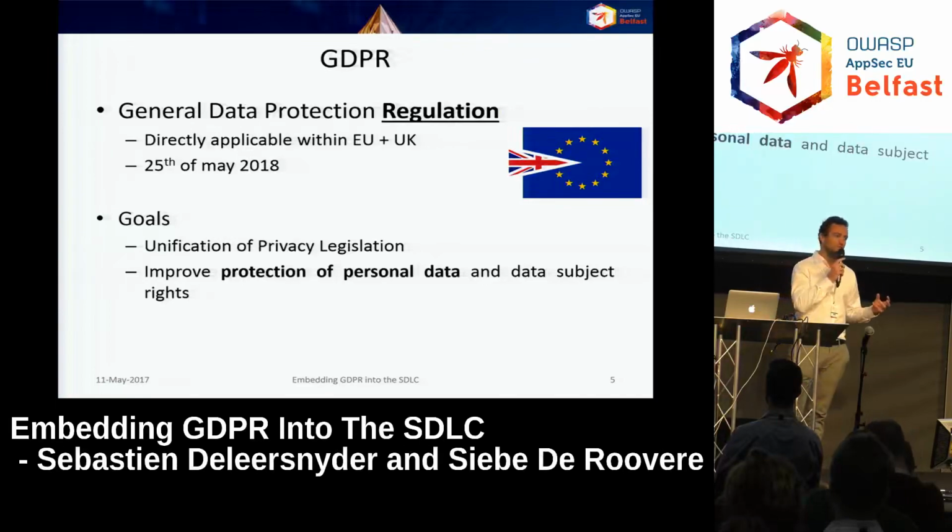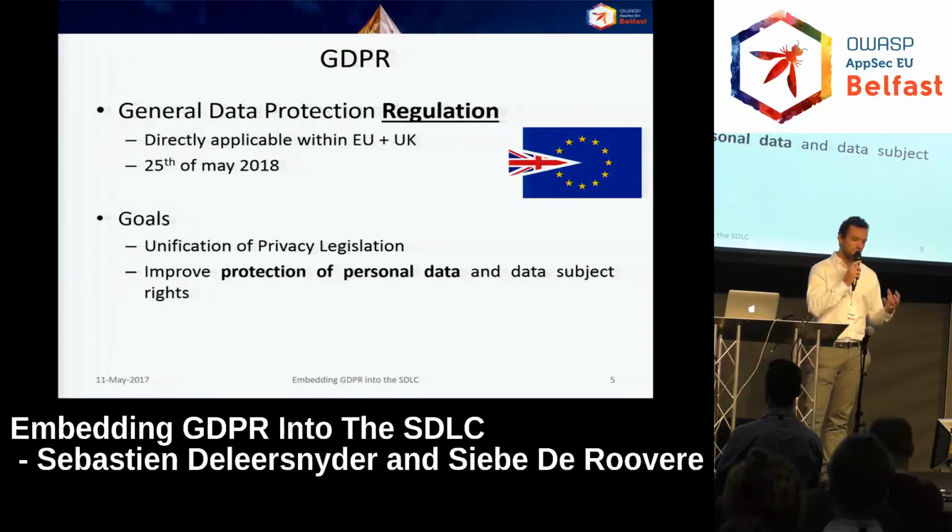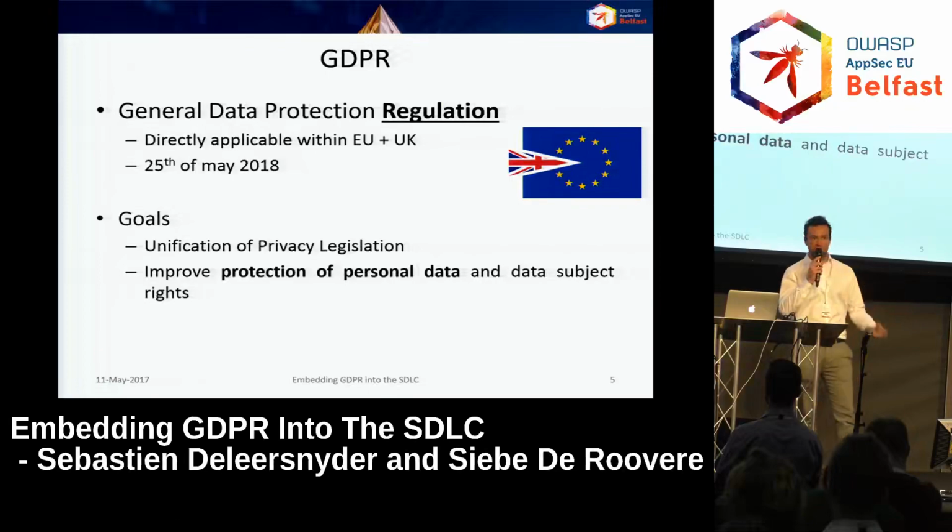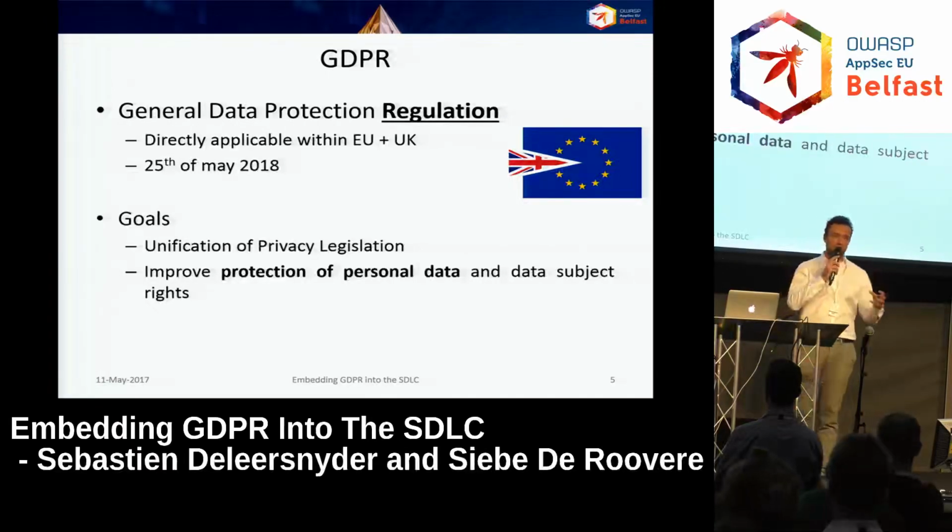What are the goals of the GDPR? The first goal is to unify privacy legislation within the entire European Union. The second goal is to improve the protection of personal data and the rights of the data subjects. The old privacy legislation dates from 1995, which is more than 20 years old.